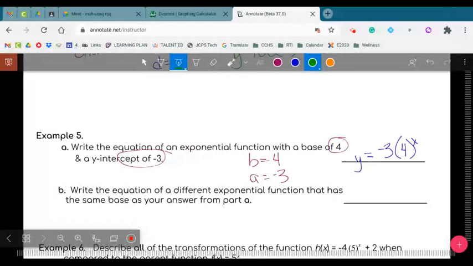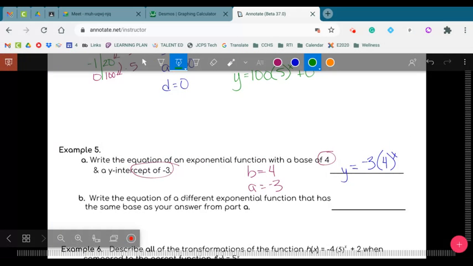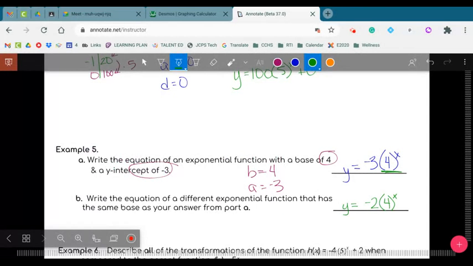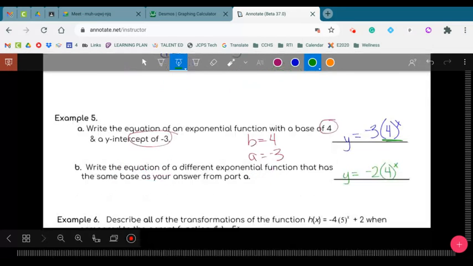And the next one says write the equation of a different exponential function that has the same base. So the only thing that needs to change is the 4 to the x. So the -3 can change to anything else. So we can make it a -2. And that is different. You can honestly just take off the negative and it'd be different. Okay, let me know if you guys have any questions on that.